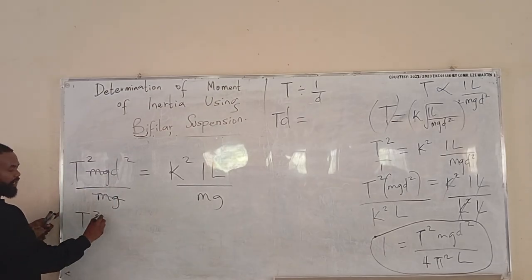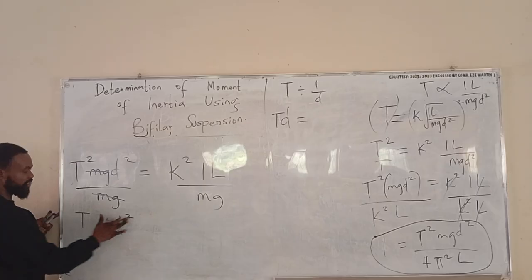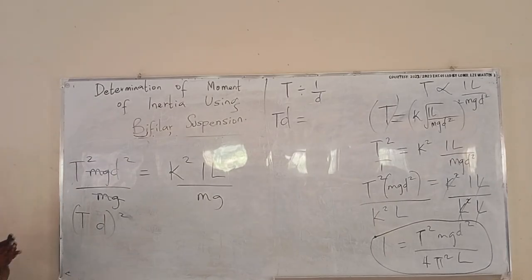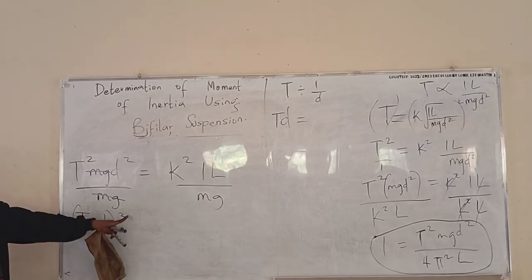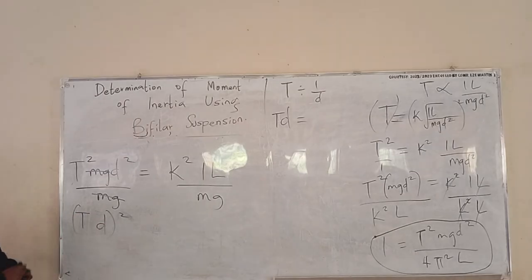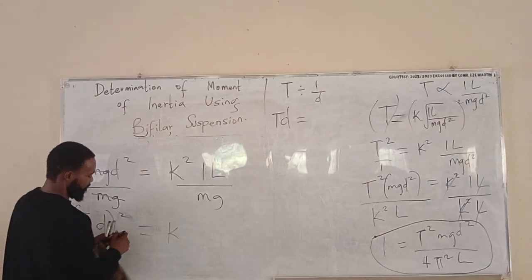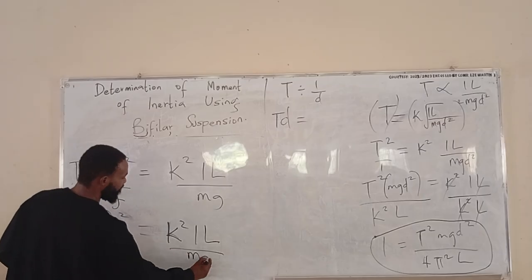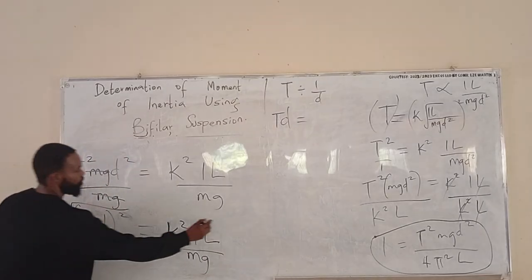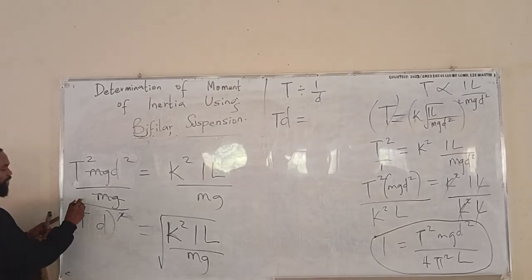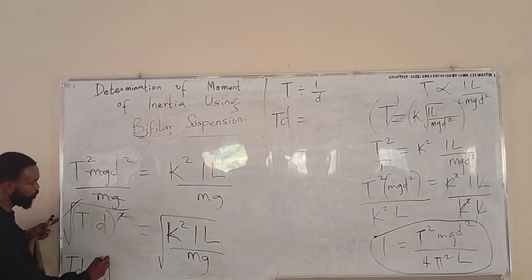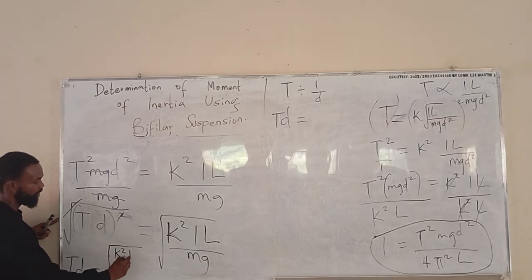So I now have T squared and d squared. Do you know that this is something I'm saying Td squared? Multiplication. This is what we call the distributive law. It can enter here, it can enter here. Now this is equal to K squared IL over mg. I can say take the square roots of both sides. This will cancel this so that Td will be equal to the square root of K squared IL all over mg.